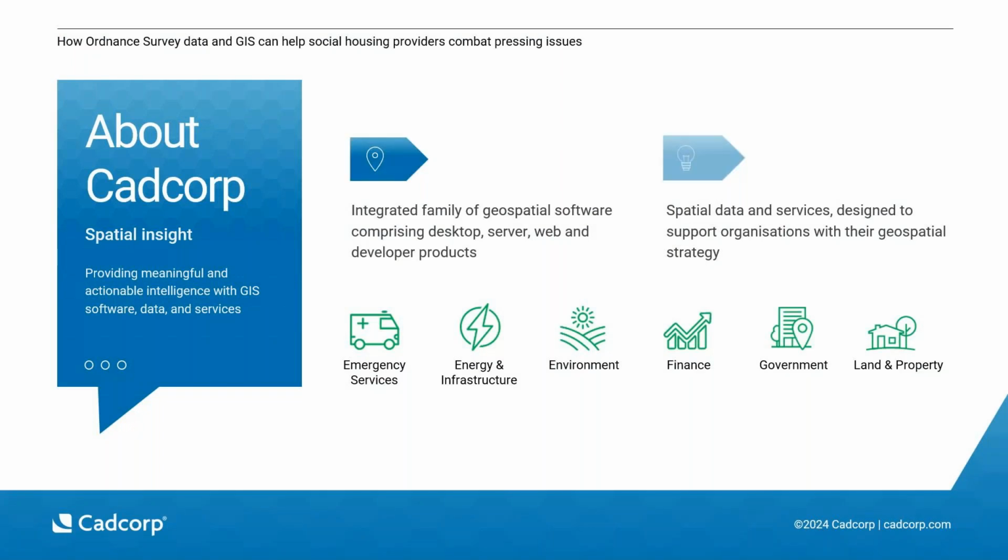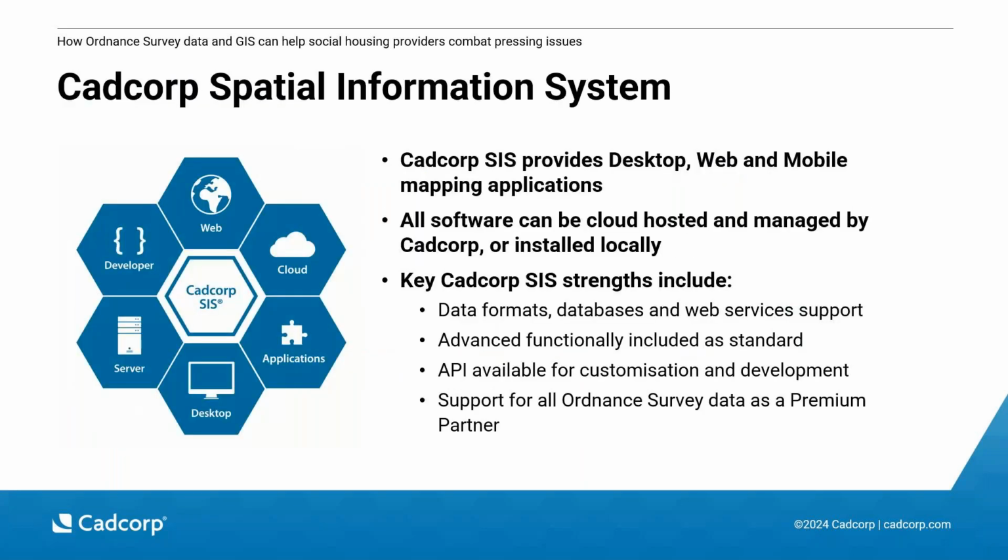Just very briefly about CADCorp. We are a UK-based software development company, and we provide GIS, location data, and services designed to support organisations across many different sectors. And as we've said, I look after our land and property sector, which includes our social housing providers. What we provide is the CADCorp SIS application, which provides desktop, web, and mobile-based mapping applications. These can be cloud-hosted for ease of access and management, or we can be flexible and install applications locally on your own infrastructure if organisations want to do that.